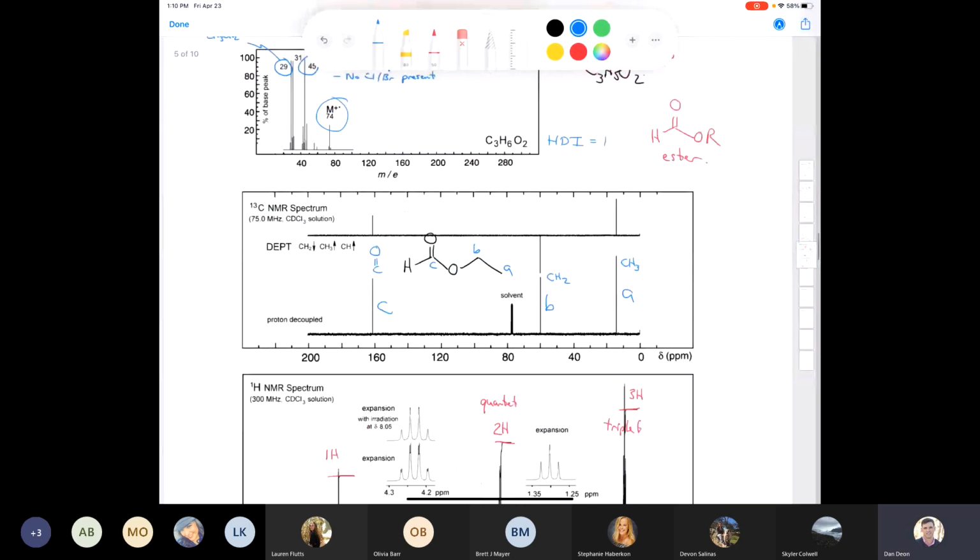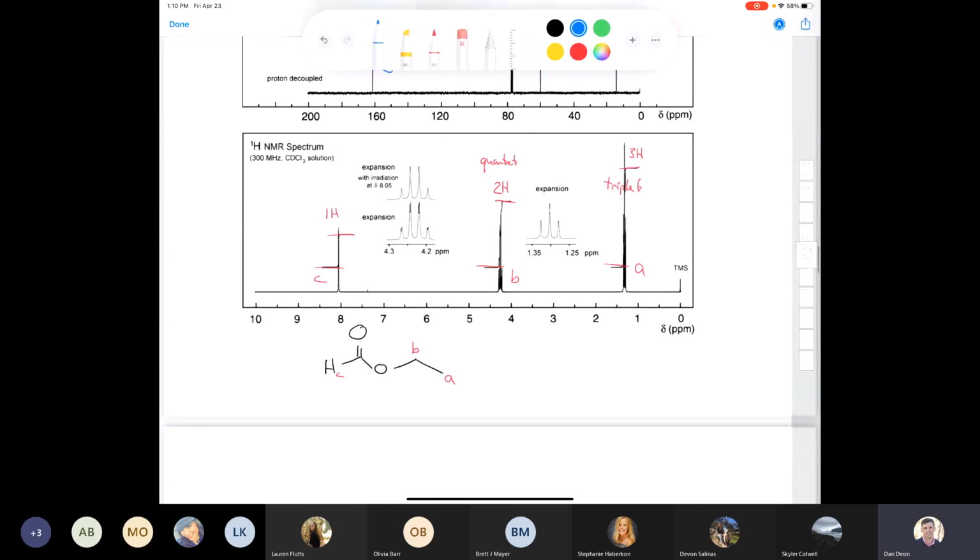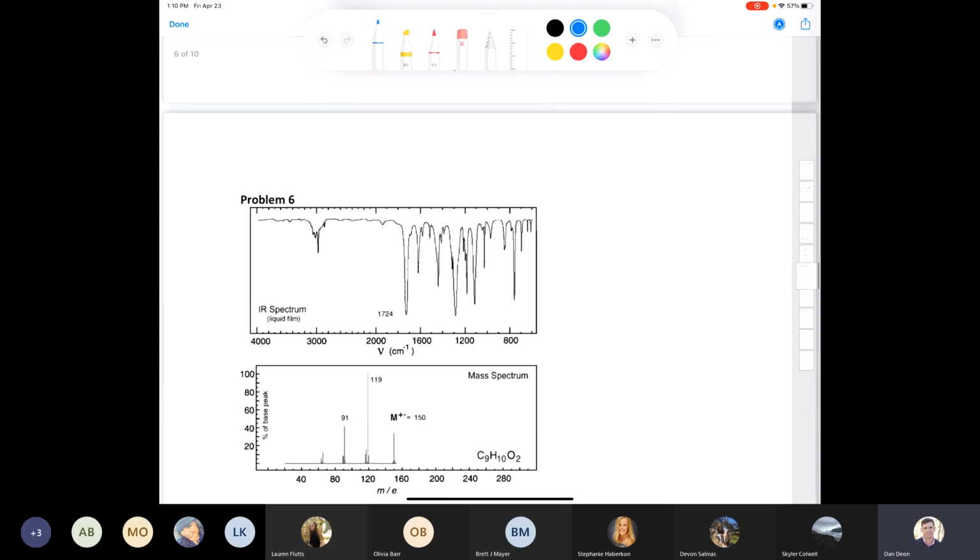All right. So the name of this compound is ethyl formate. Or you could call it ethyl methanoate, but you'd have to be in an asylum or something to call it that. Well, let's take a look at question 7.